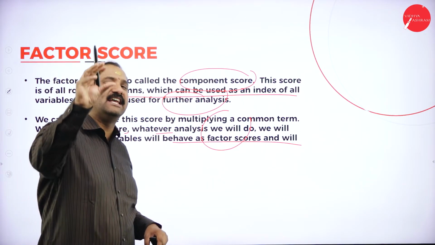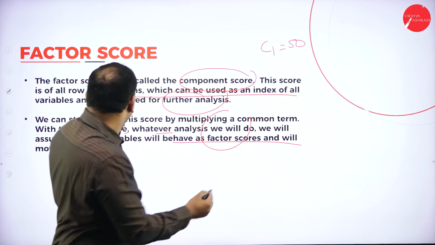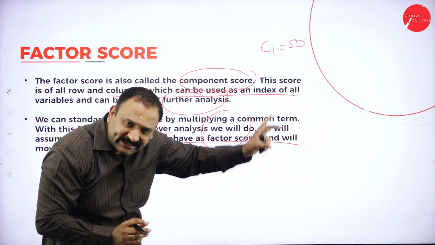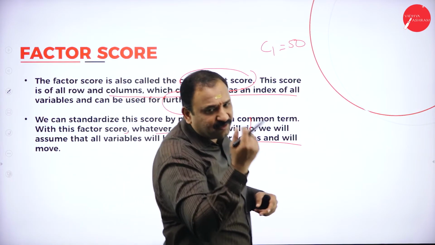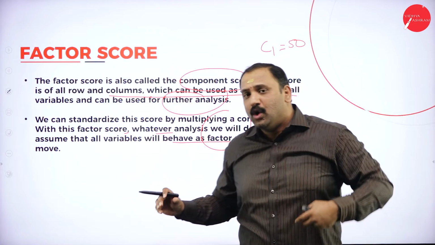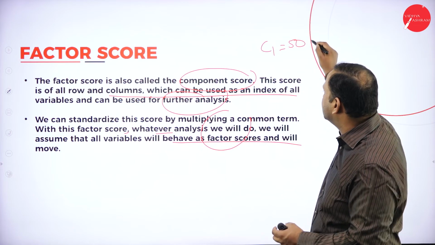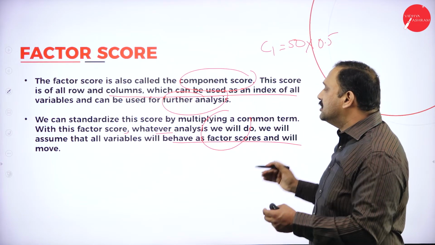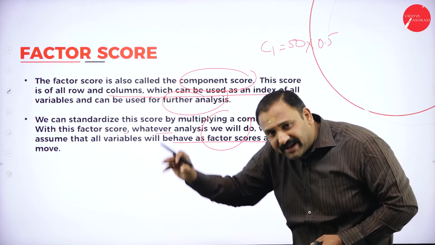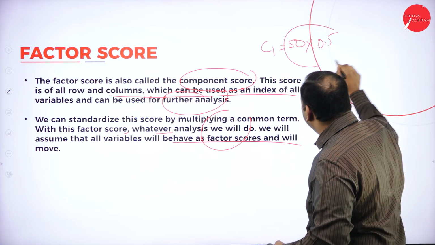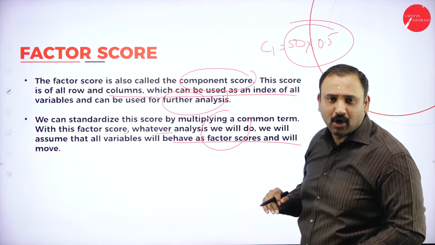Take one component, let's say component C1. That component has a weightage, say 50. This score is for all the rows and columns in that entire index. We will go with this, and the variables can be used for further analysis altogether. Now, when we standardize the score by multiplying with a common value, let's say I multiply this with 0.5, whatever analysis is done, we will assume that all the variables will behave on the same factor score. So all the variables will have the same kind of scoring.